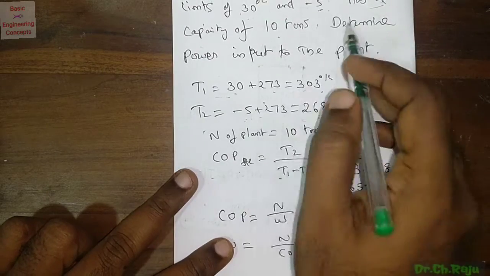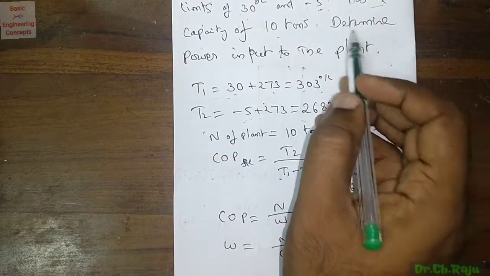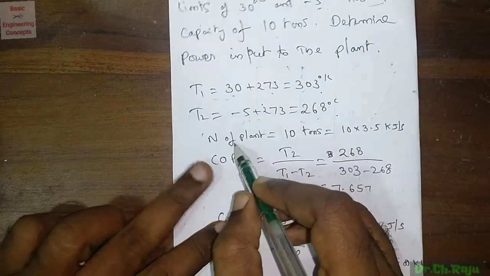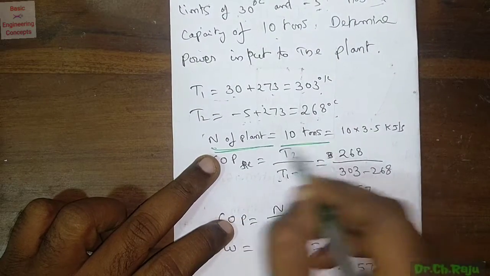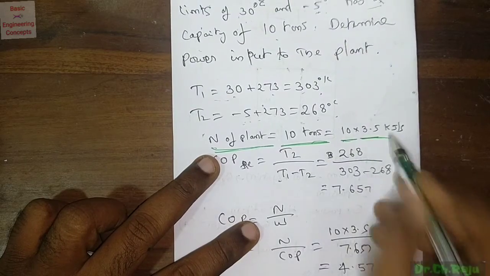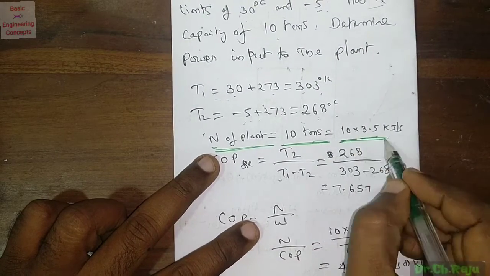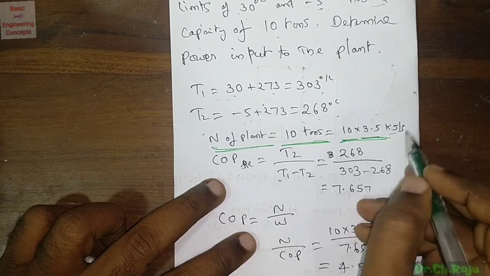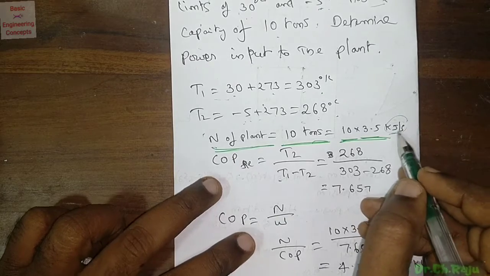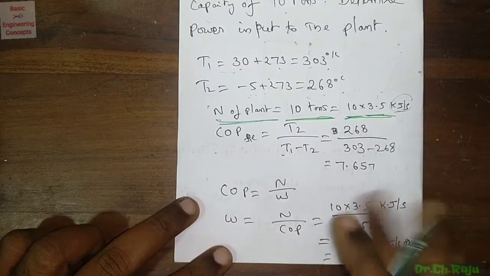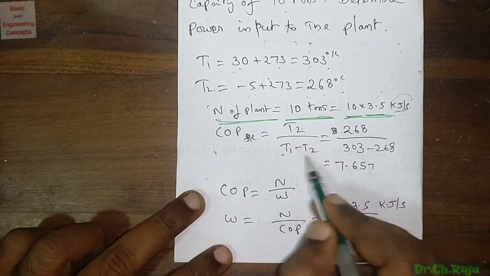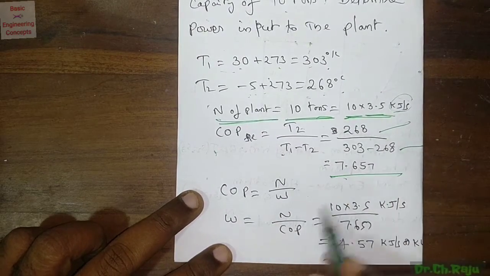As it is given, the refrigerator plant has a capacity of 10 tons, which means it can produce a refrigerating effect of 10 into 3.5 kilojoules per second. It can remove 10 into 3.5 kilojoules per second of heat. The COP, calculated by T2 by T1 minus T2, is 7.657.